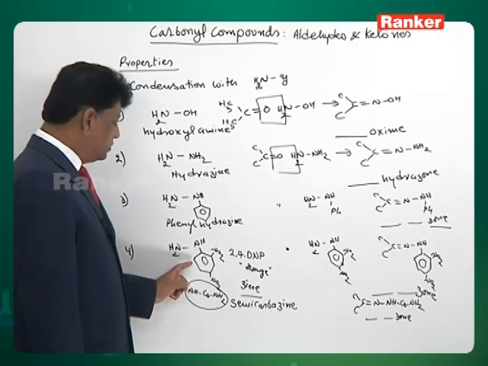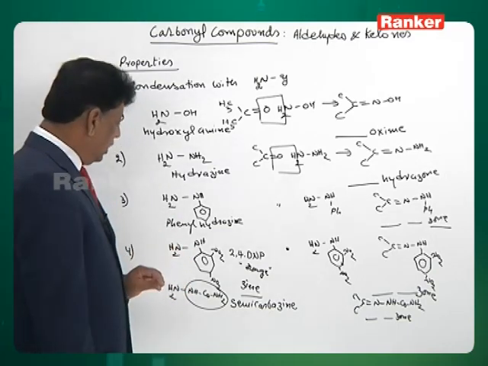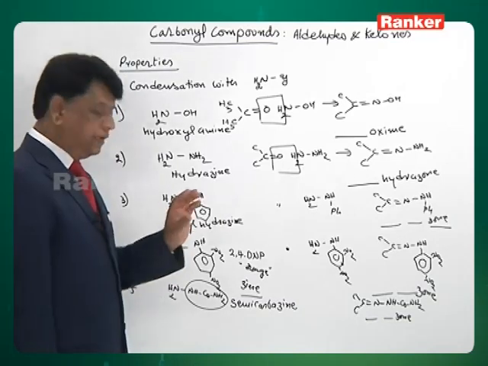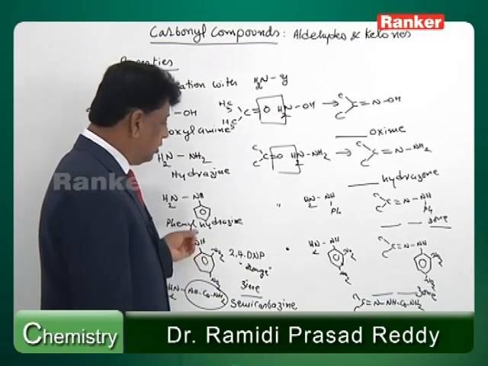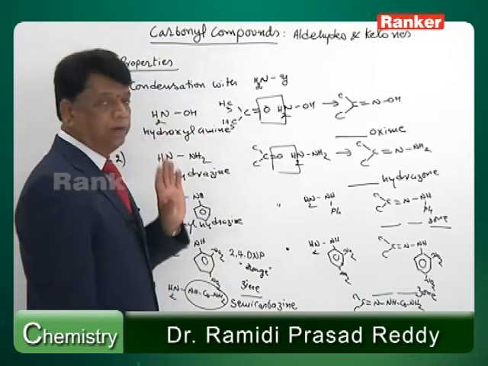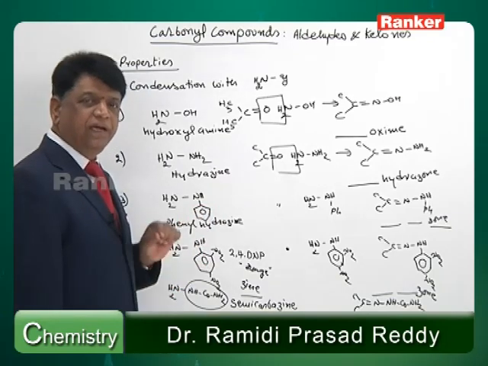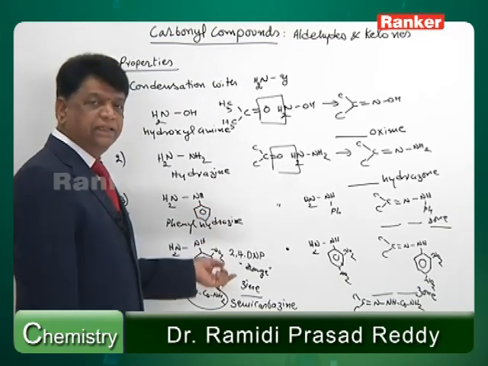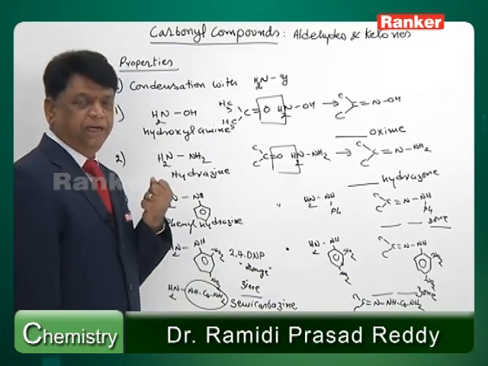This is a solid one. So, the solid is dissolved in the minimum quantity of ethyl alcohol and the reagent is prepared, kept ready, and this reagent in alcoholic solution is added to the carbonyl compounds. Fortunately, most of the carbonyl compounds are liquids. So, the moment you add this alcoholic solution, immediately you will get a precipitate.